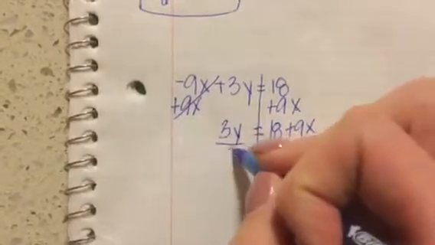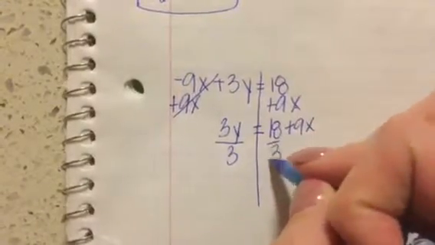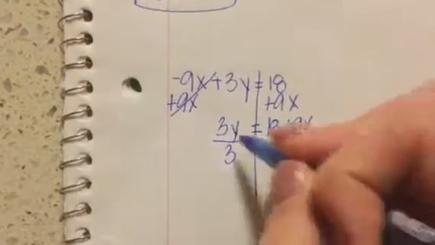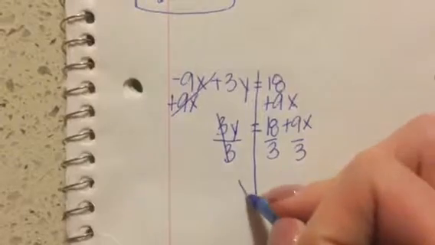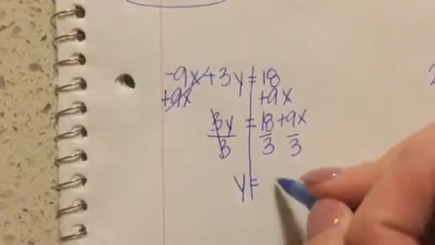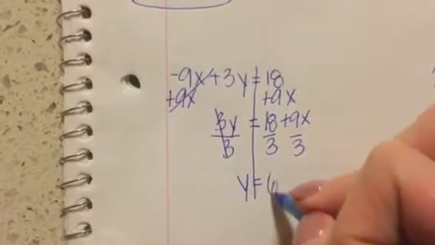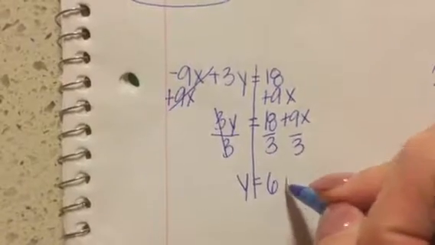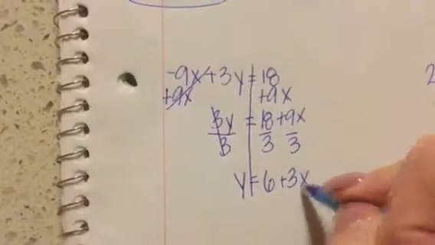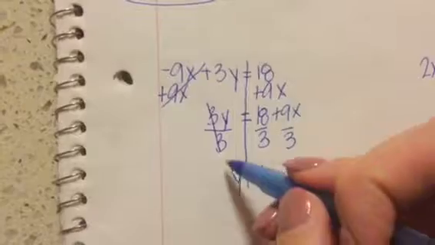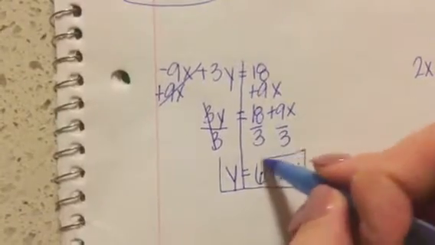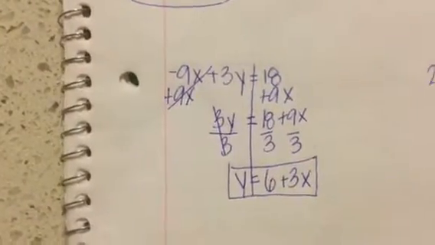My last step is to divide everything by 3. My 3's are now gone, and I'm left with y. 18 divided by 3 is 6, and 9 divided by 3 is 3. And don't forget your x with it. Now I have my y by itself. Let's look at one more example.